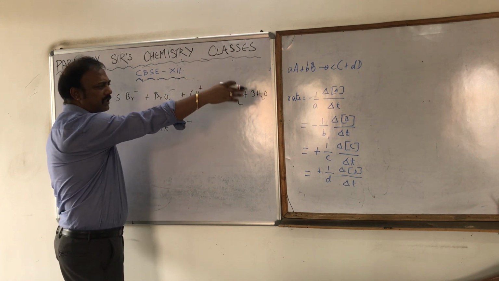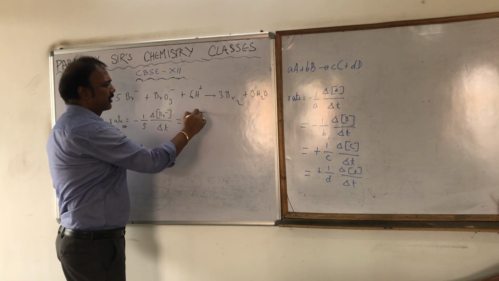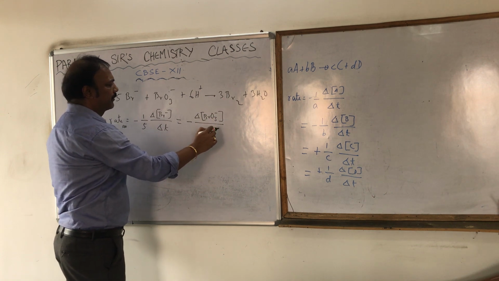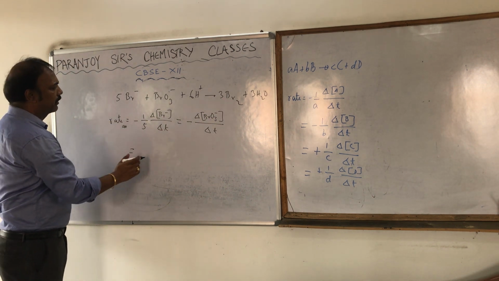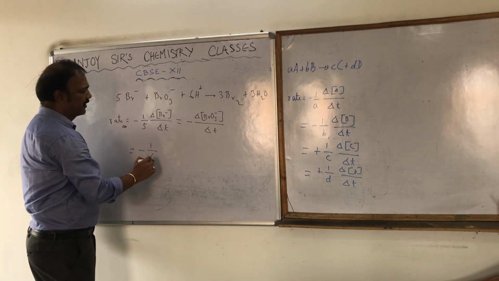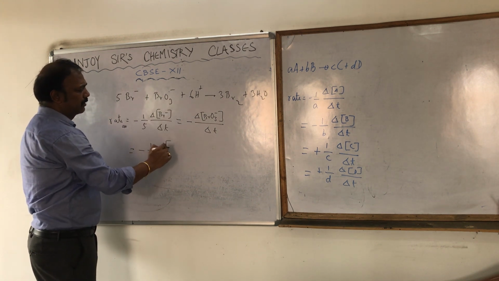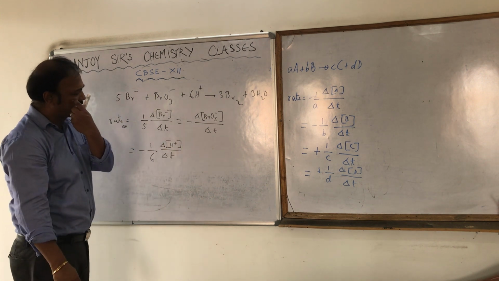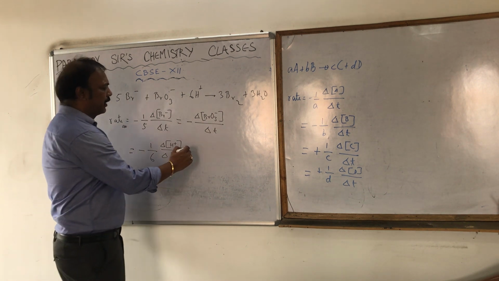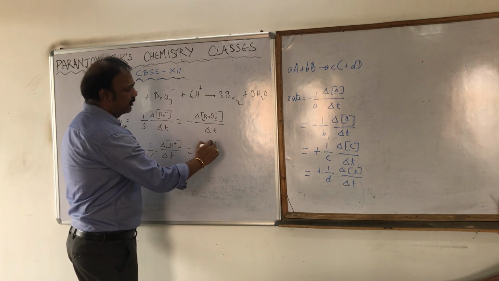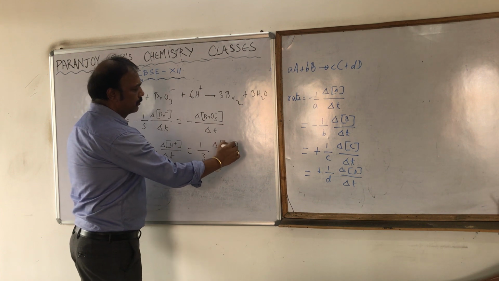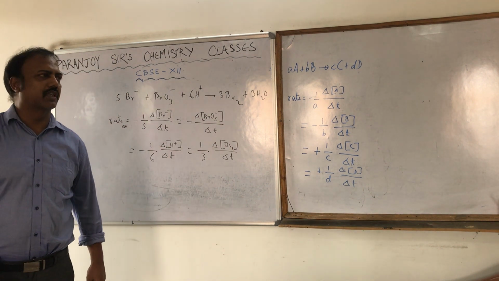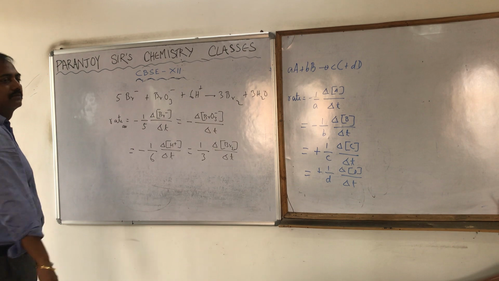I'm just using this particular concept. Delta concentration of BrO3 negative divided by delta T, equal to minus 1 by 6 delta concentration of H positive by delta T. Simple thing. Just one more concept I want to tell you, that is why I'm writing all these things, because you already know it. Equal to plus 1 by 3 delta concentration of Br2 by delta T. Why did I write it plus? All of you understood that? Because that is a product.